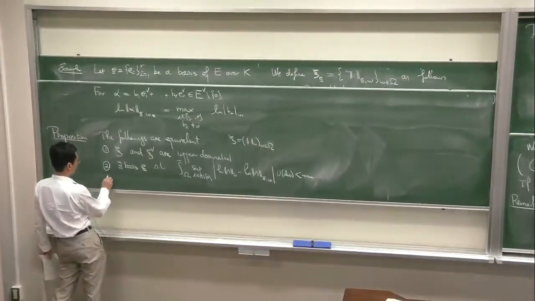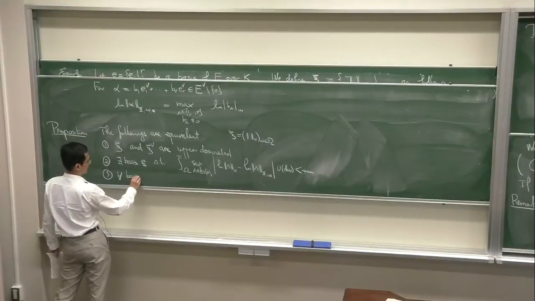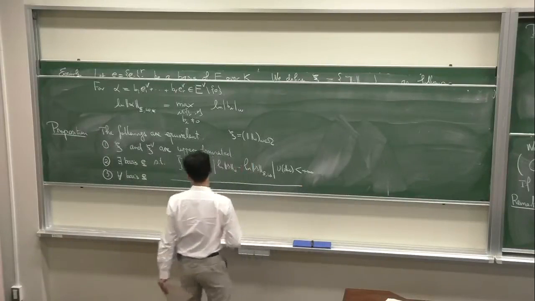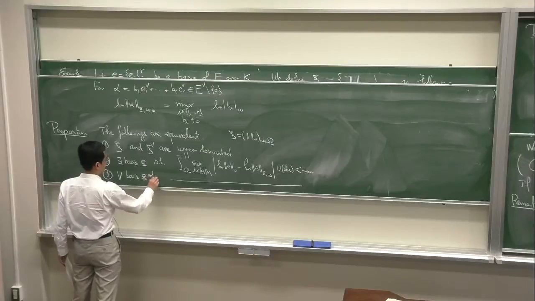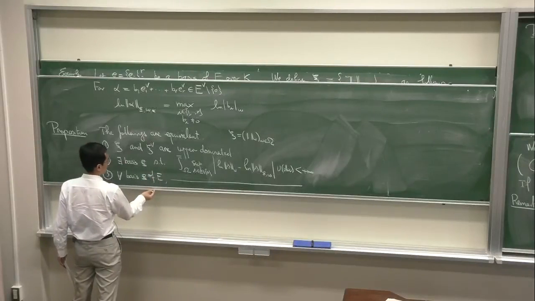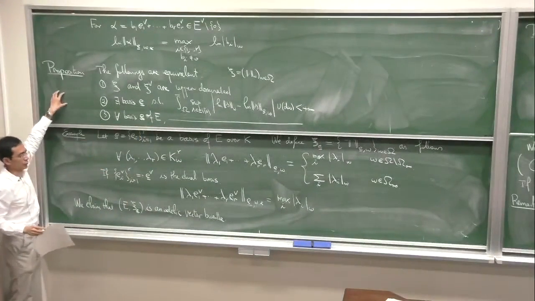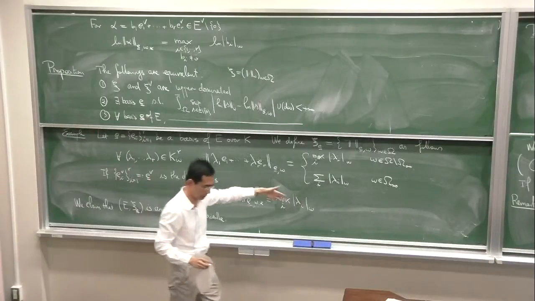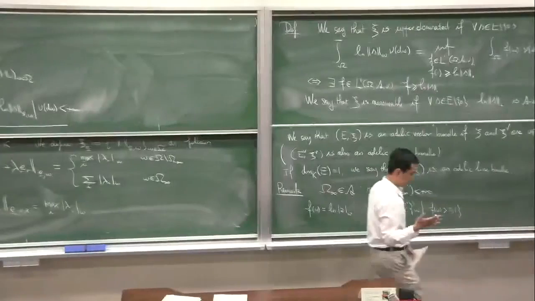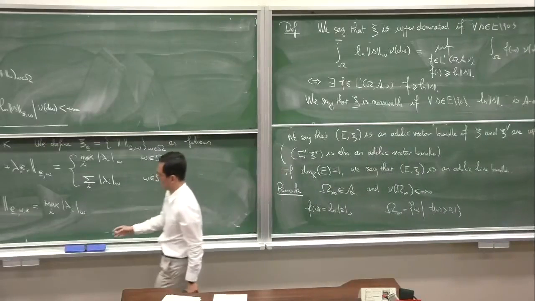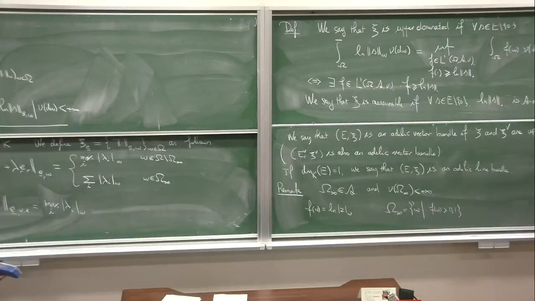And the third condition is that for any basis of E, you have the same inequality. So this proposition shows that dominance is a good condition to replace the condition that your adelic structure comes from some integral model almost everywhere. Okay, it's not exactly the same, but it's almost the same.